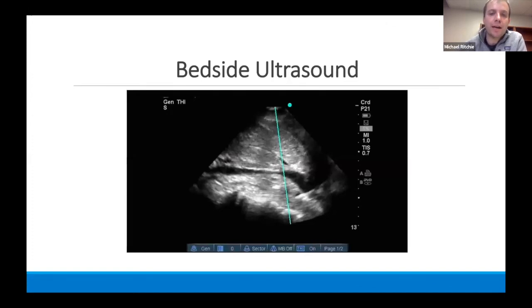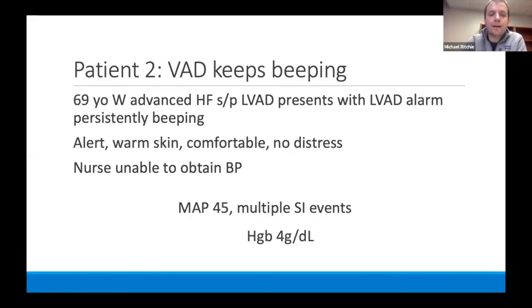And so you go down the track of working up just hypovolemic shock that's leading towards low flows. And you send off your basic labs, and she comes back with a hemoglobin of 4, and you find out that she's having a GI bleed. And so once you start giving her fluid and blood, all of this resolves, MAP goes up, SI events go away, and she stabilizes.